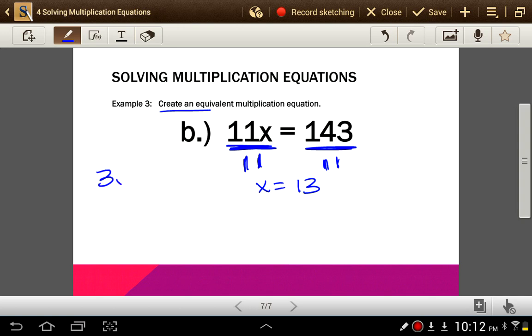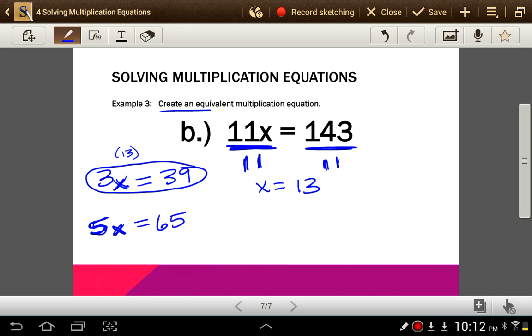So I'm going to do 3x. 3 times x equals, well, x, remember, is 13. So 3 times 13 is 39. So I get 3x equals 39. Okay, let's try another one. I'm going to pick 5. So I'm going to do 5x. 5 times x, remember, x is 13. So 5 times 13 is 65. So that would be my answer.